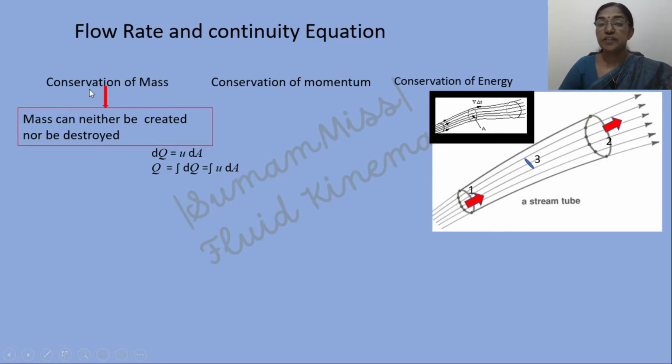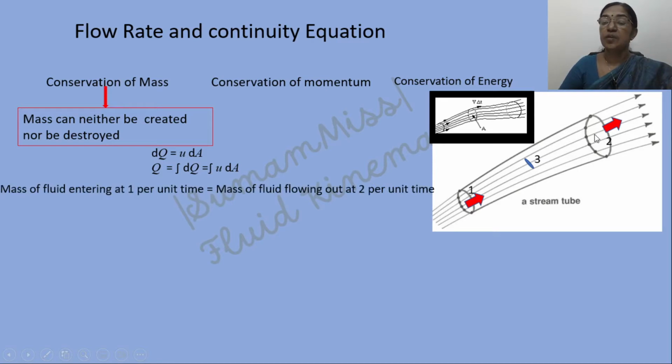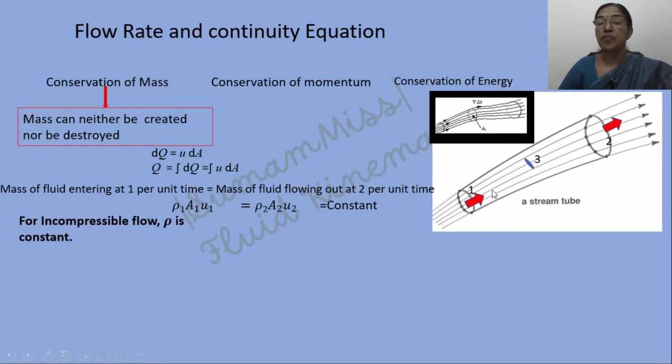Based on the conservation of mass, the mass inflow that enters at section 1 per unit time is equal to the mass of fluid flowing out at section 2 per unit time. Mass of the fluid is equal to rho into A U. So at section 1, it is rho 1 into A1 into U1, which is equal to rho 2 into A2 into U2. For incompressible flow, rho is a constant. So we can write A1 U1 equal to A2 U2, which is equal to a constant.